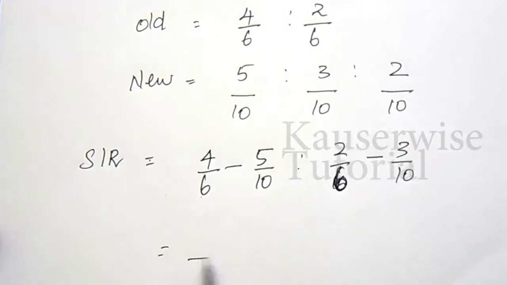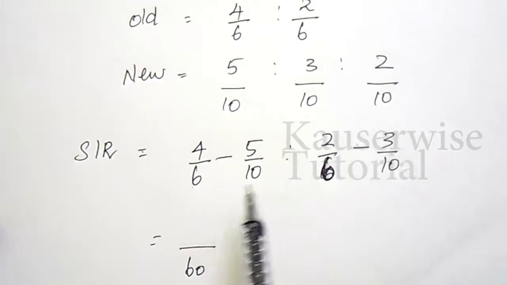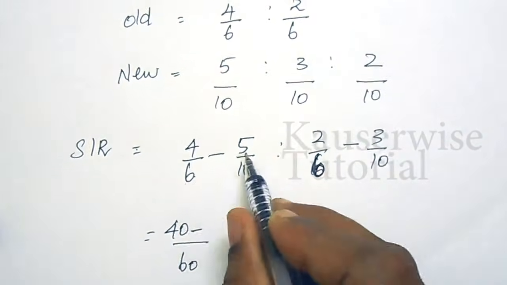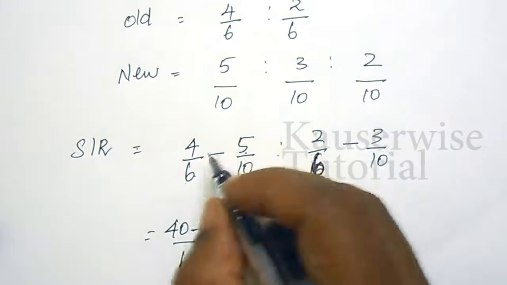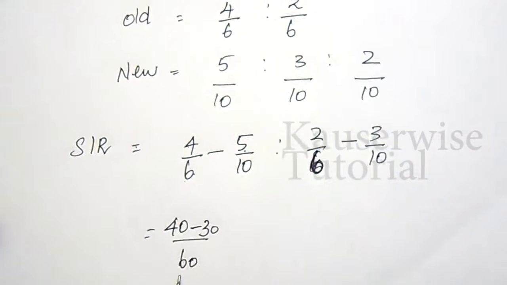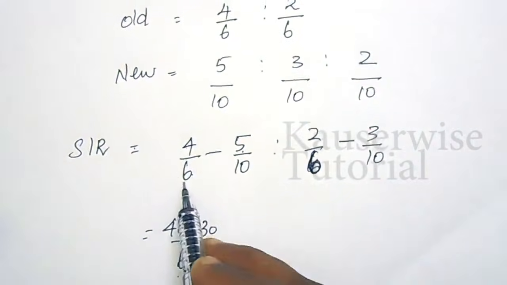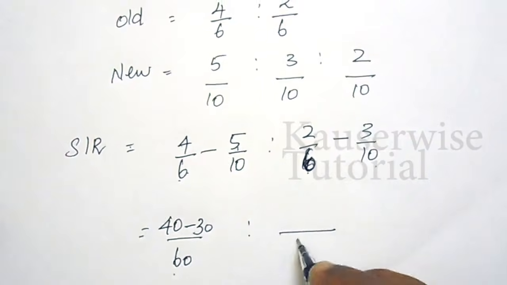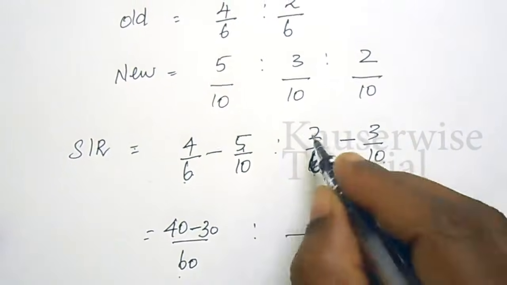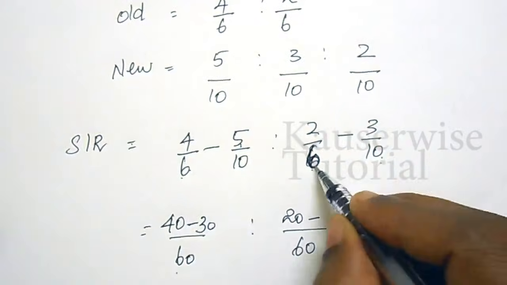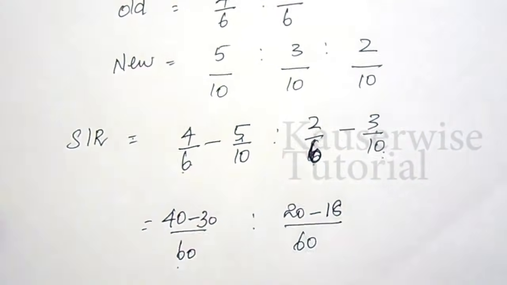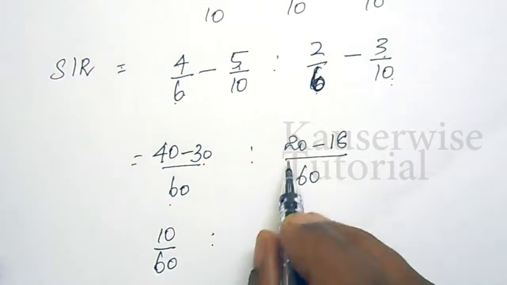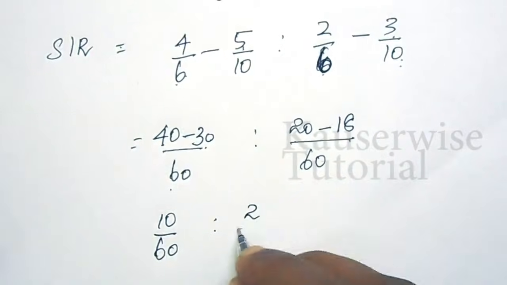6 into 10, 60. 10 into 4, 40 minus 6 into 5, 30. Just cross multiply. 6 into 10, 60. 6 into 4, 40. 6 into 5, 30. In the same way, here also multiply. 6 into 10, 60. Cross multiply. 10 into 2, 20, minus 6 into 3, 18. 40 minus 30, 10 by 60 is to 20 minus 18, 2 by 60.